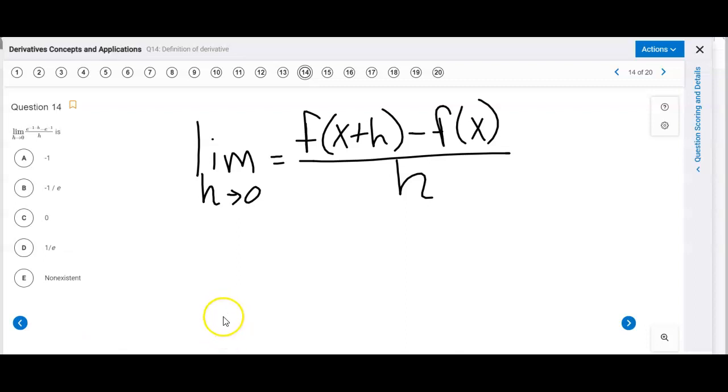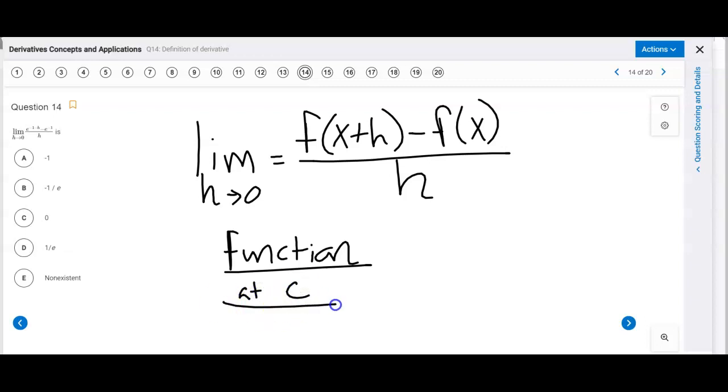So what we need to do is identify... now, by the way, you could do L'Hopital. Could we do L'Hopital on this? No, I don't think L'Hopital will work because there's no x's in it. So we need to identify what our function is, and at what value of x, or like I think in the notes we called it c. And then after that, we can go ahead and find the derivative of it.